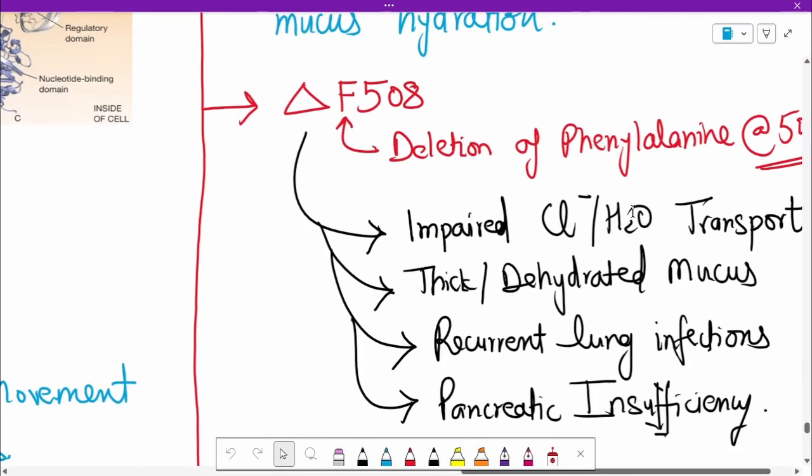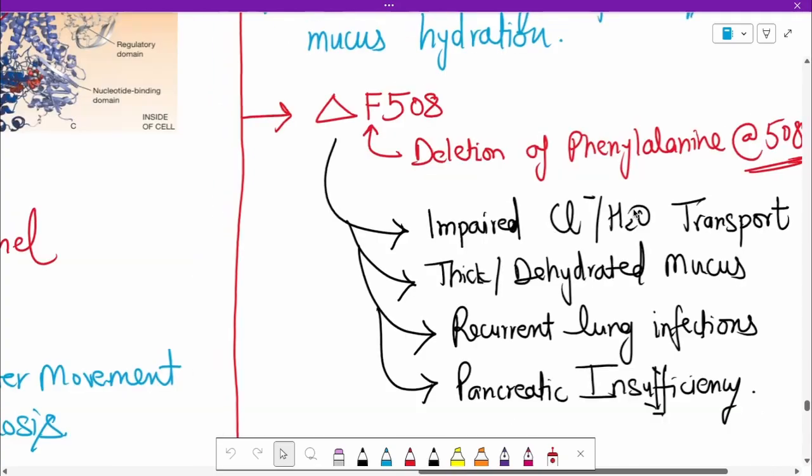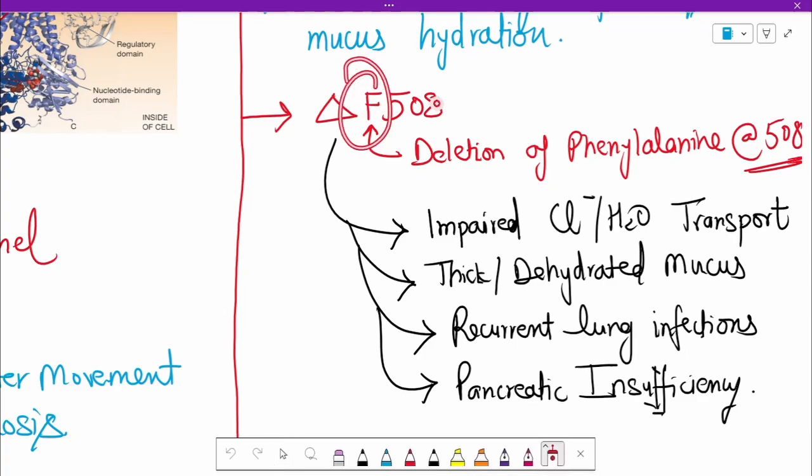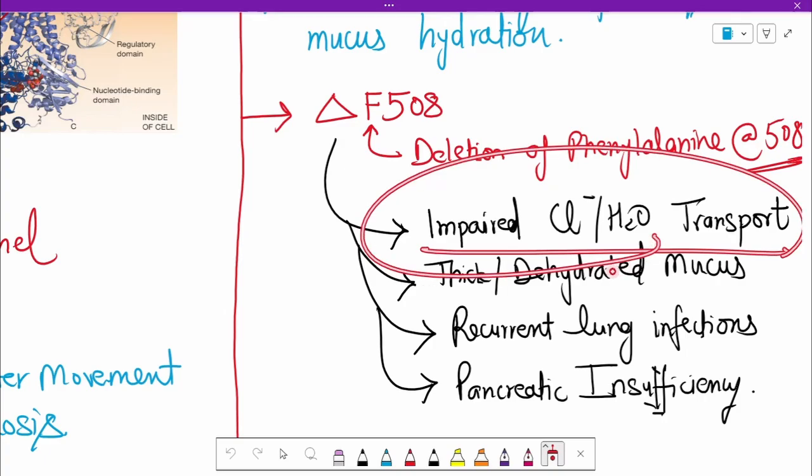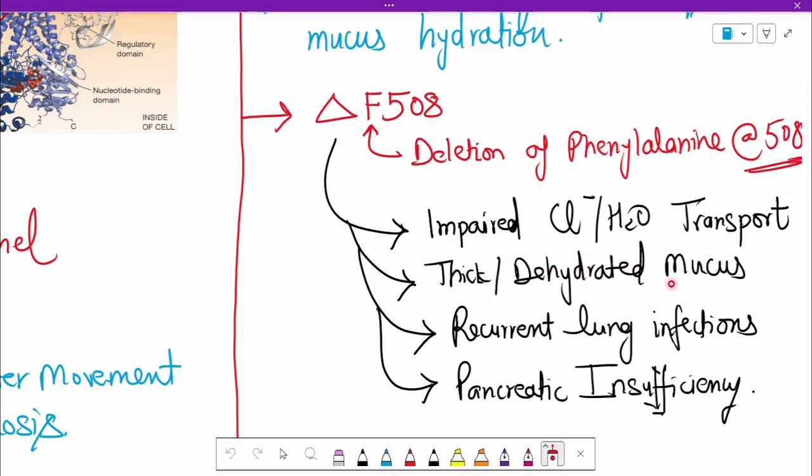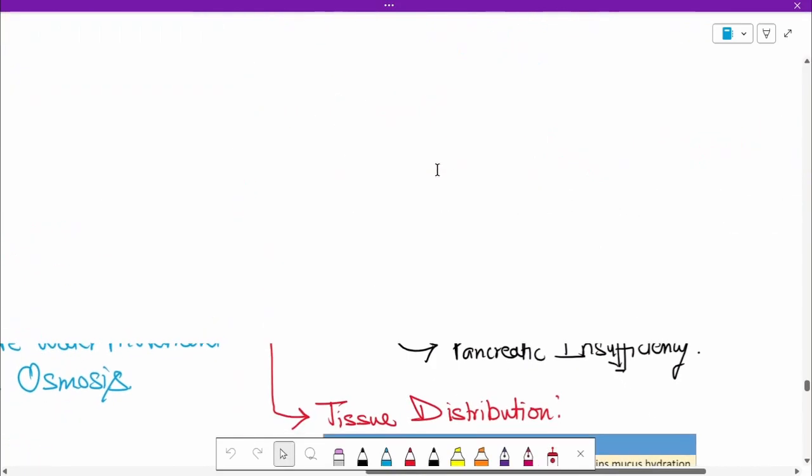Now we will talk about a very important mutation, which is delta F508, which is deletion of phenylalanine at position number 508. It leads to impaired transport of chloride and water. This will lead to dehydrated mucus. It will lead to recurrent lung infections, and in the case of pancreas, it may lead to pancreatic insufficiency. That was about CFTR.